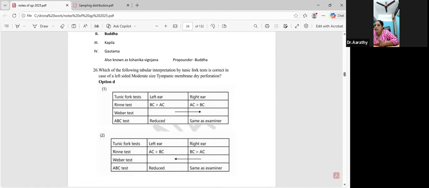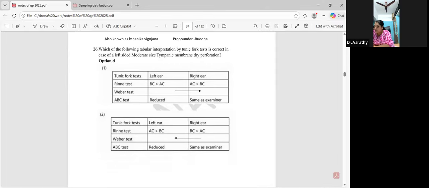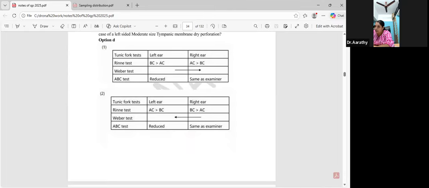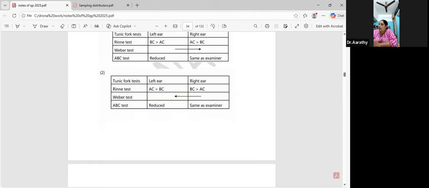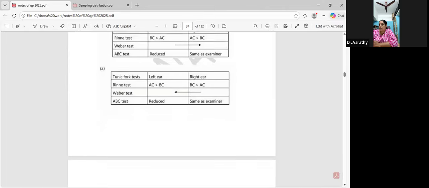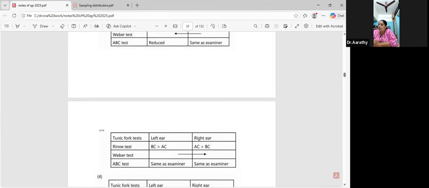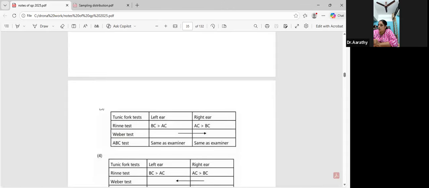We'll check the options. The first option has BC greater than AC in left ear. The second option is AC greater than BC, which means the air conduction is greater than the bone conduction. But you have a problem in the tympanic membrane, so obviously you will have air conduction less than the bone conduction, right? So that way it should be wrong. So the second option you can omit because the condition should be BC greater than AC in left ear. The first option can be the answer, the third option can be the answer, and the fourth option also can be the answer according to Rinne's test of left ear.